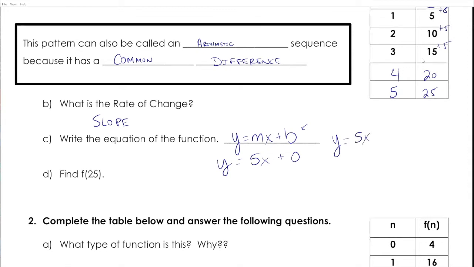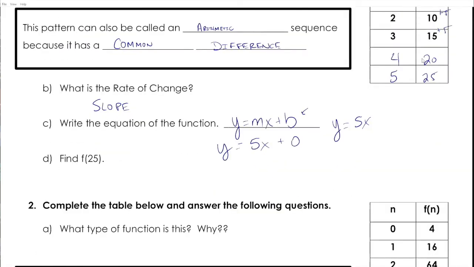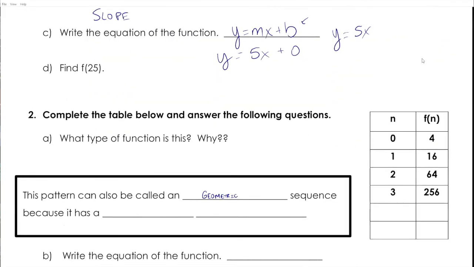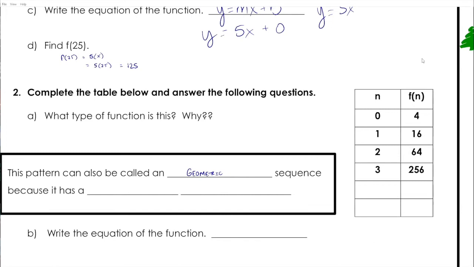in math. And if we wanted to solve for a function of 25, we'd say f of 25 equals 5 times x. And our x, we're going to substitute that 25. So 5 times 25. You got 5 quarters in your pocket. You've got $1.25.